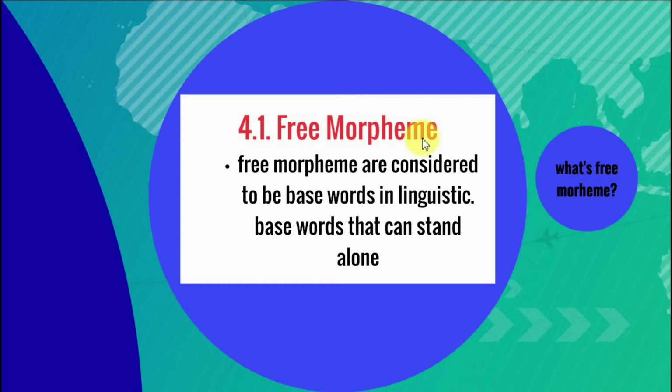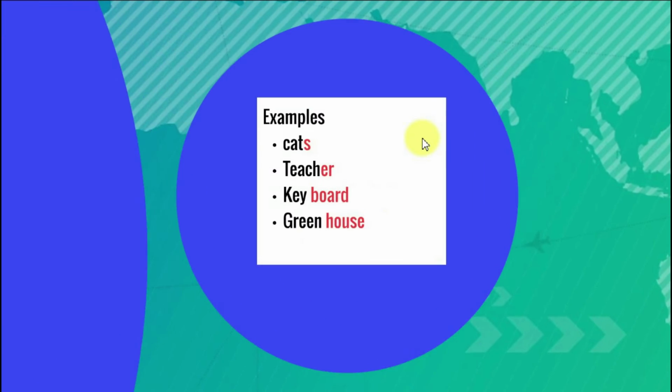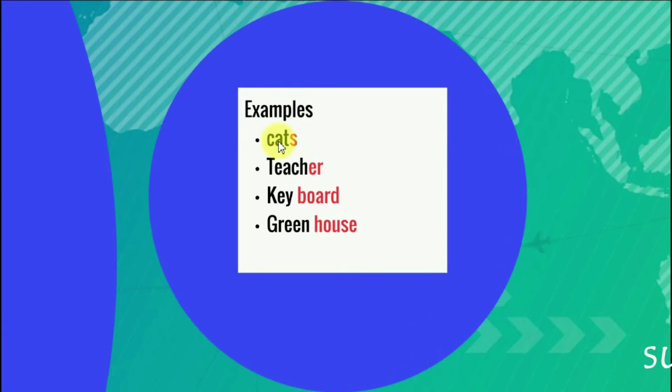If you want to know exactly about the free morpheme, go ahead and see the examples, and I will explain in detail. Here is an example: cat. Cat is an animal and has its own meaning, so it can stand alone. Free morpheme is talking about the word cat. The cat is a word that can stand alone, so it can be called a free morpheme.